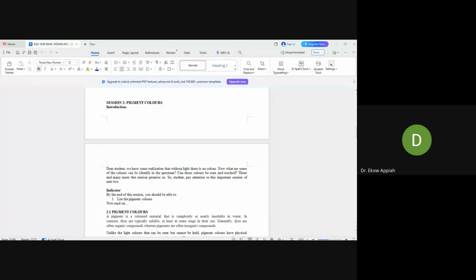Now that we know that we can touch it, it is very necessary for us as artists or designers to know that all other colors cannot be used, but the pigmented colors can. Therefore, as an artist or a designer, any colors that you use should be pigmented, not light colors. So if it is pigmented colors, can we identify the basic ones?